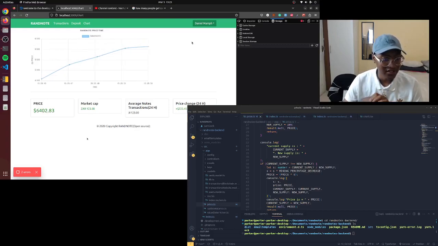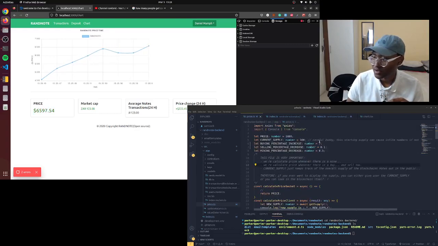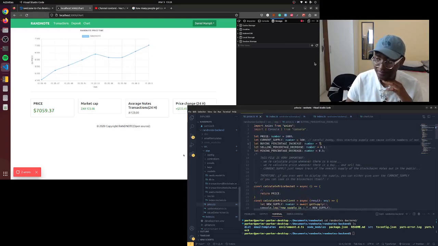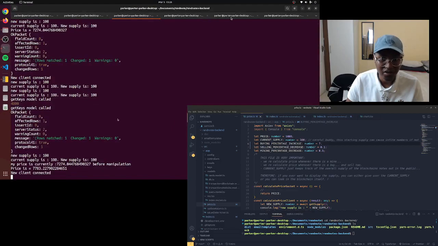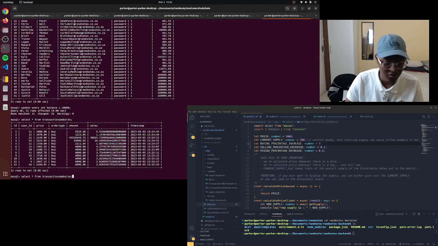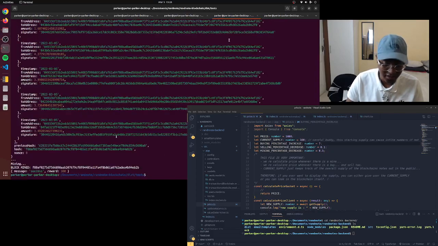Price is at 5,900, 6,400. Price is moving a little too fast. I'm just gonna reduce this and maybe drop it back down to 6. So apparently there's a sell order. I saw the graph go down a little bit, so I'm assuming there was some sort of a sell. Yes, they are sells. So I'm just gonna start mining now.